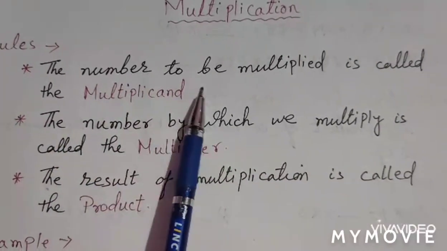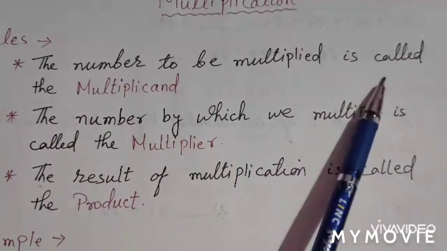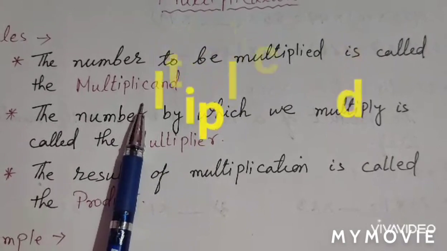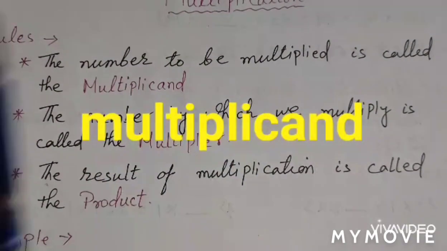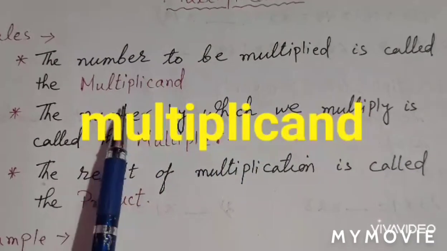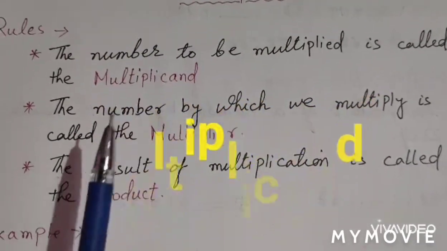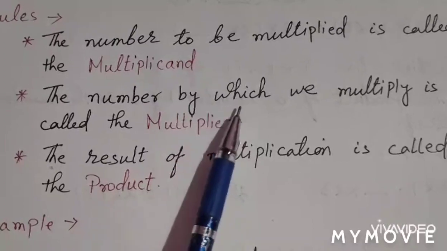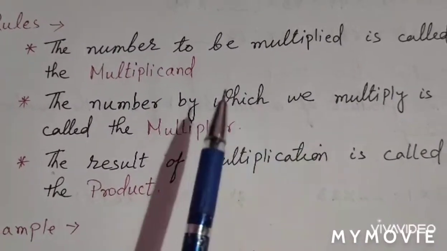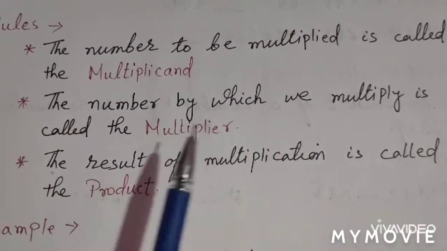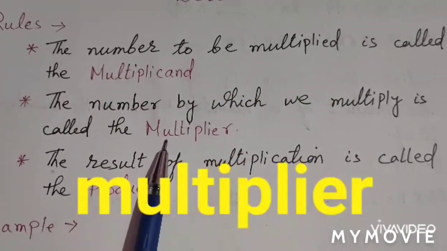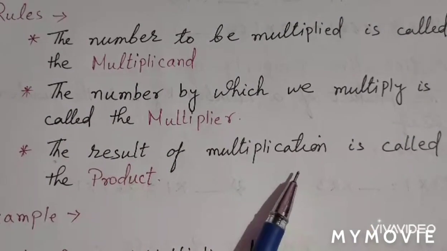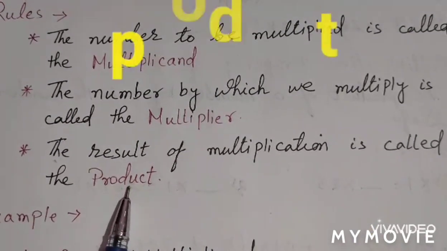The number to be multiplied is called the multiplicand. Okay, the number which is to be multiplied is called your multiplicand, and the number by which we multiply, which number we are multiplying, that is called your multiplier. Okay, and the result that we got is called your product.